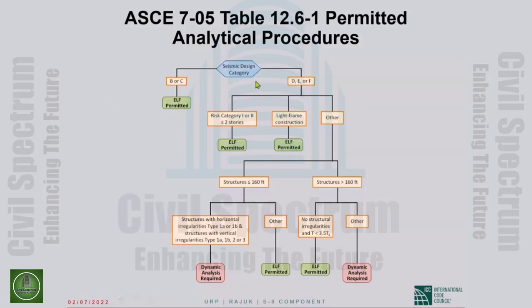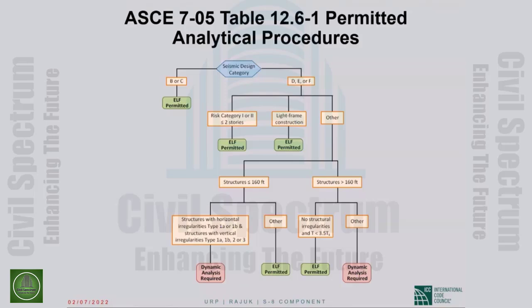Okay? If you have other buildings, design category D, E, or F, that are not in this category or that category, then the big dividing line is whether the structure is less than or equal to 160 feet or more than 160 feet. Sorry, I forgot to, or didn't think of, translating into metric. 160 feet would be, I don't know, 50 meters, a little bit more.